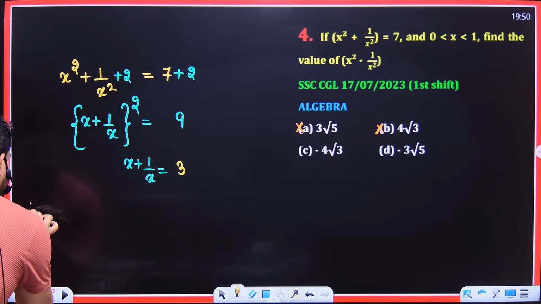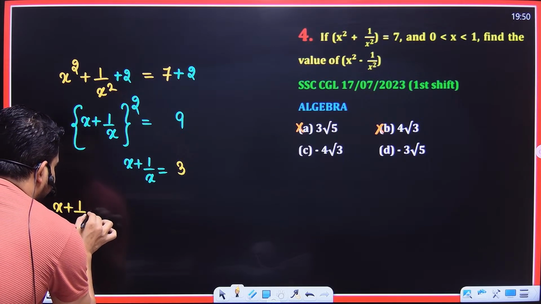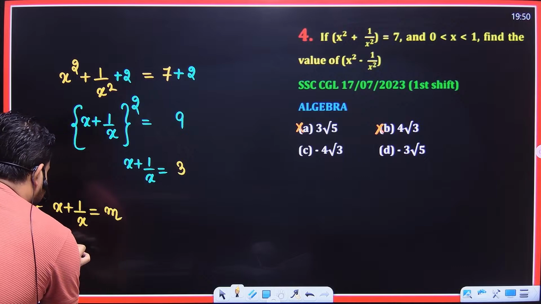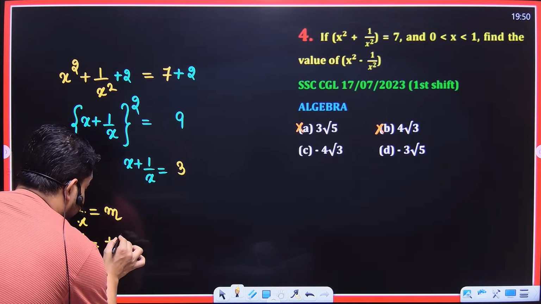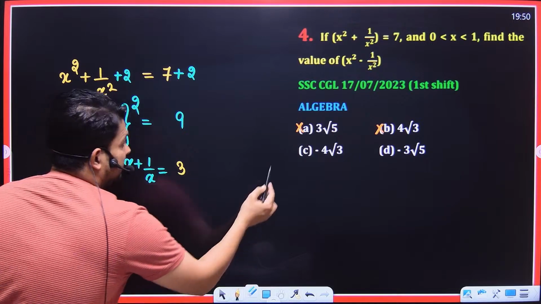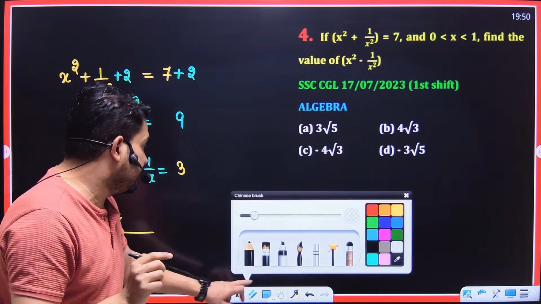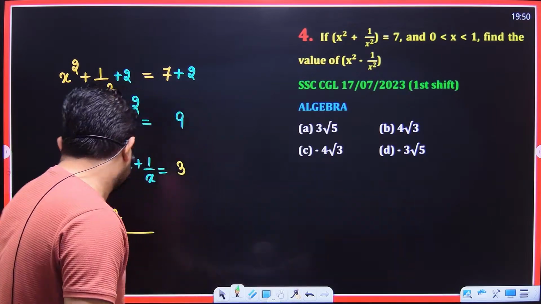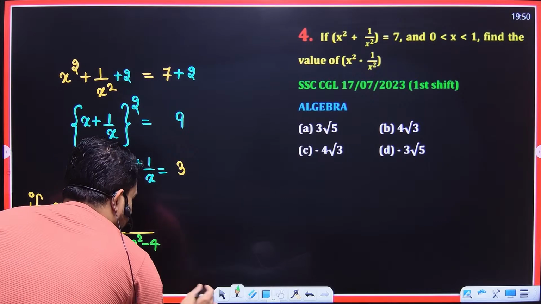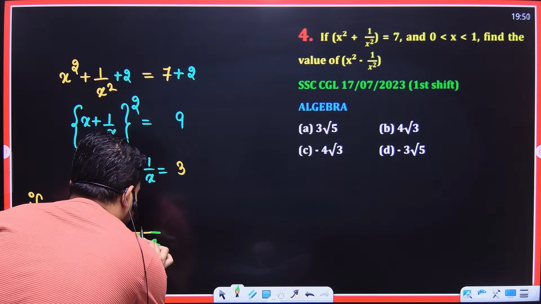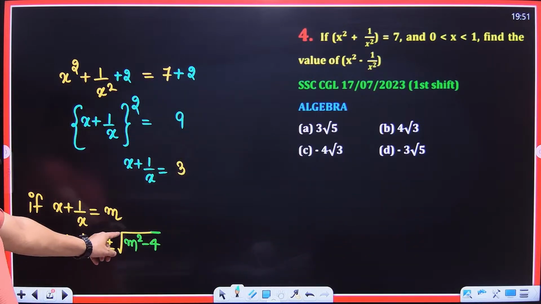In my last session I have already told you, if x plus 1 upon x is equal to m, then x minus 1 upon x is equal to plus minus under the root m square minus 4. This one is a conceptual question. I will tell you, 90% of the students have given the answer to this question wrong. Why? We'll see here.